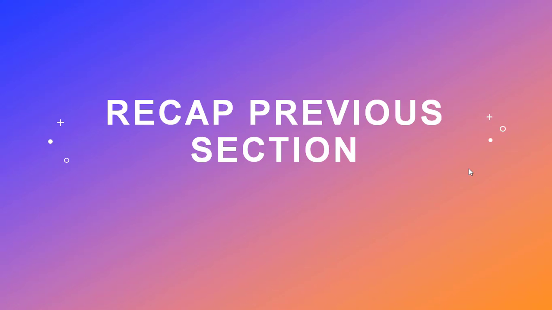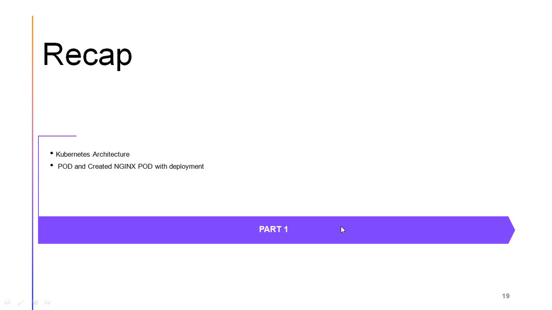Before we start part 2, let's have a recap of the previous section and then we can continue. In the previous video, we discussed the Kubernetes architecture, what a master node and worker node are, and all the components of the master node and worker node. In the master node: etcd, API server, scheduler, and in the worker node: container runtime, kubelet, kube-proxy. We discussed all that.